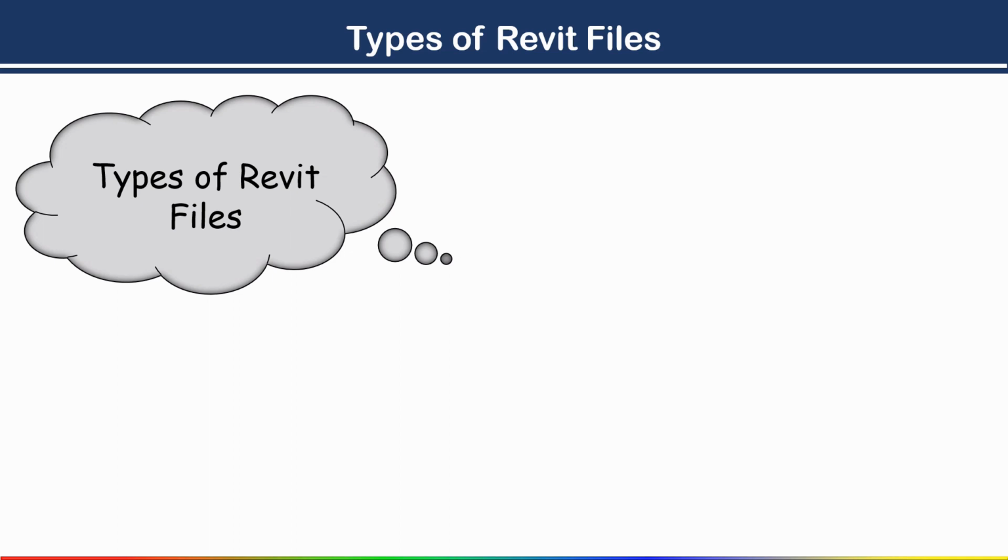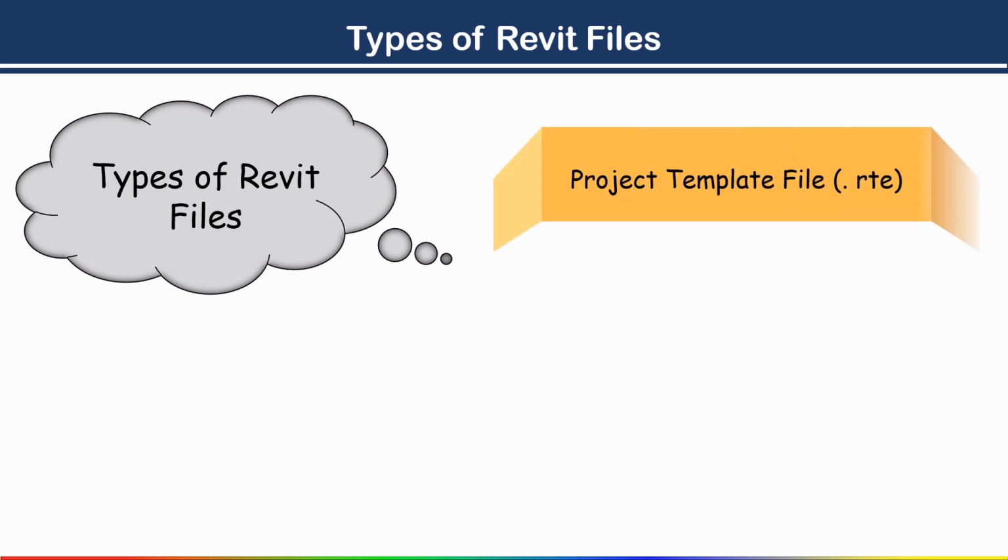In this lecture, we are going to discuss types of Revit file. Basically, Revit files may be of four types. In that, first is project template file. The file extension name is written here: .rte.